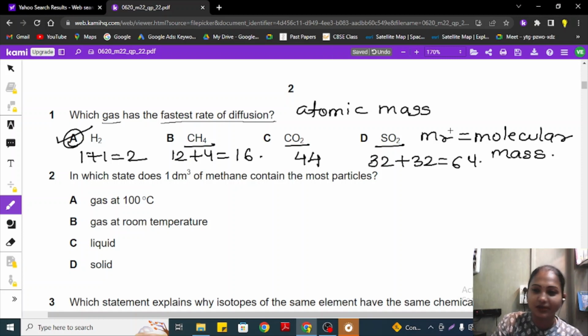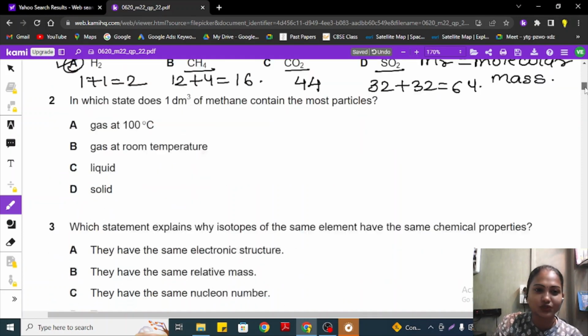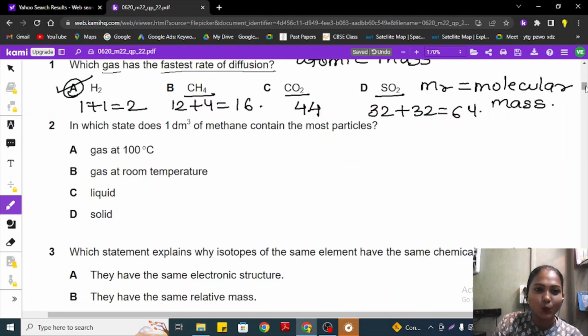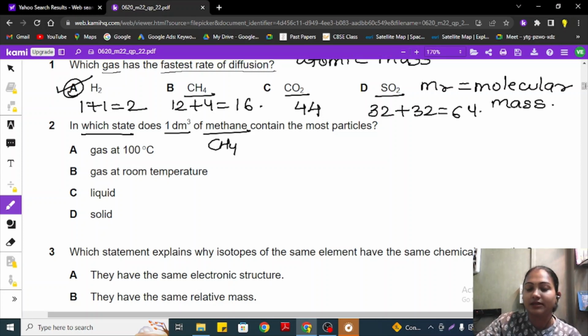Let's move to the second question. The second question asks: in which state, solid, liquid or gaseous, does 1 decimeter cube of methane contain the most particles? Now methane is a hydrocarbon, the smallest hydrocarbon, and in which state does it contain the most particles?